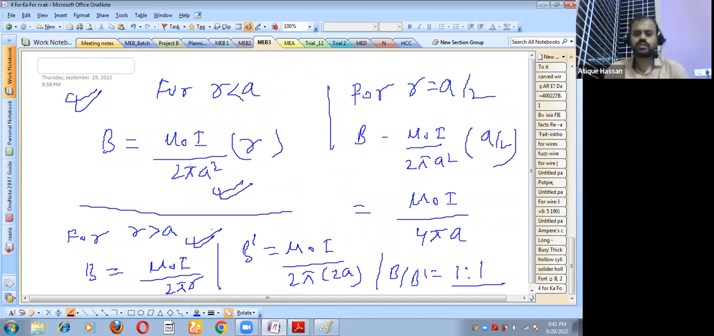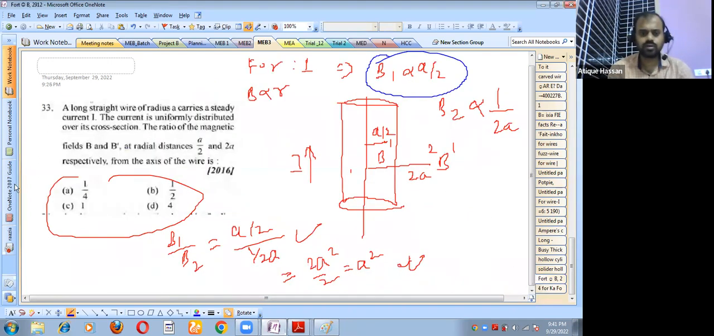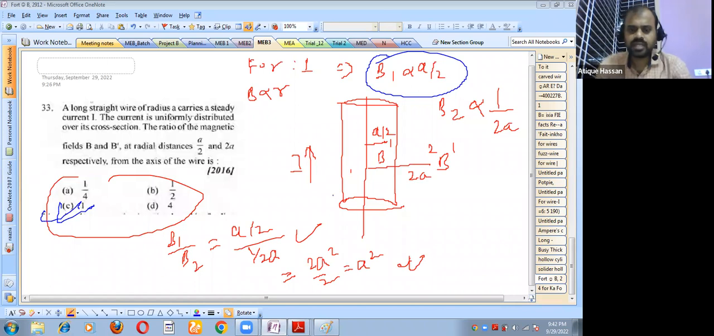All of you understood it? Anyone having doubt, please ask. So the correct answer is C. We cannot here directly use B proportional to R or inversely proportional to R. The reason behind that is R is given in terms of a, so we cannot take a as constant here. Getting my point? So all of you have to use the exact expression of magnetic field, not inversely proportional or directly proportional. Anyone having any doubt, please ask.